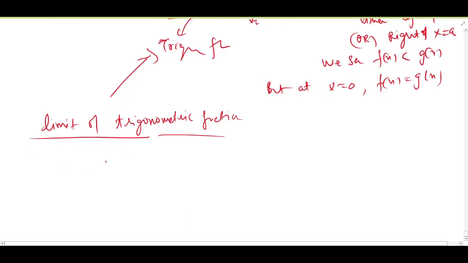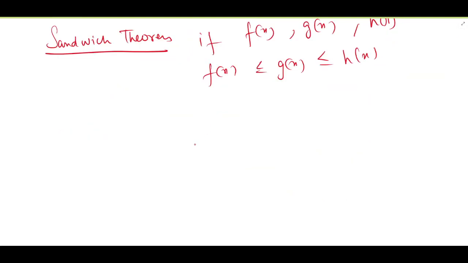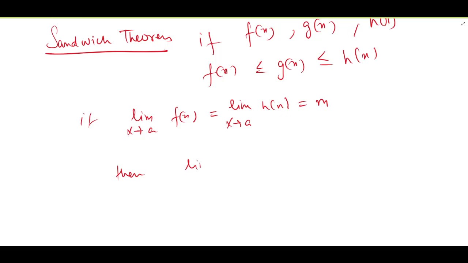So next we have the sandwich theorem. If we have three functions f of x, g of x and h of x, and f of x is less than or equal to g of x and is less than or equal to h of x, and if limit x tends to a f of x is equal to limit x tends to a h of x is equal to m, then we can say limit x tends to a g of x should also be equal to m.